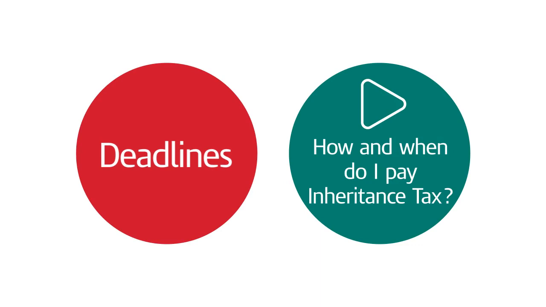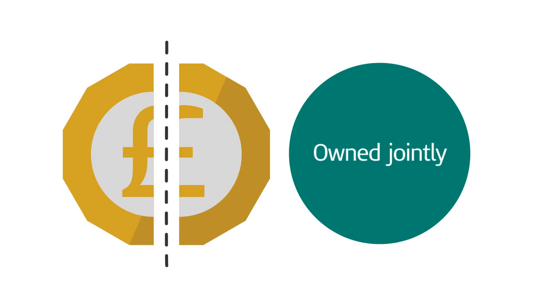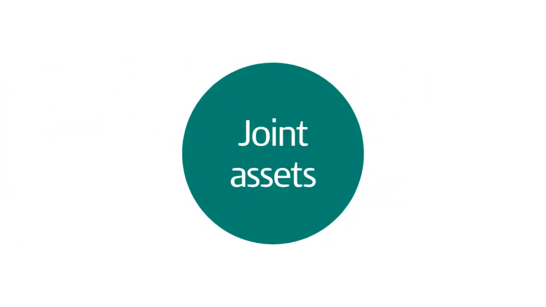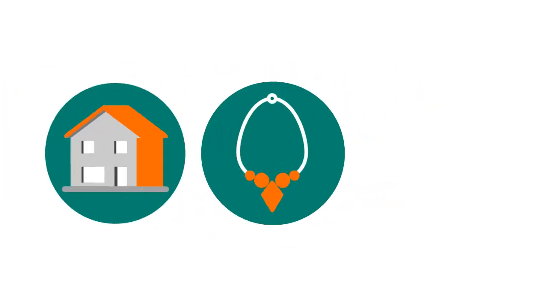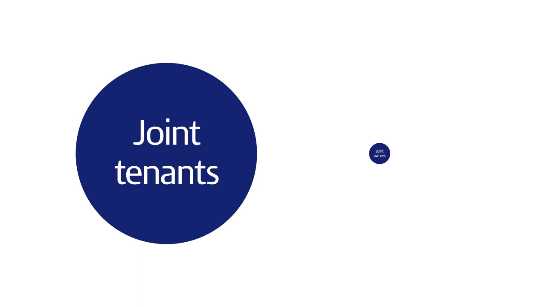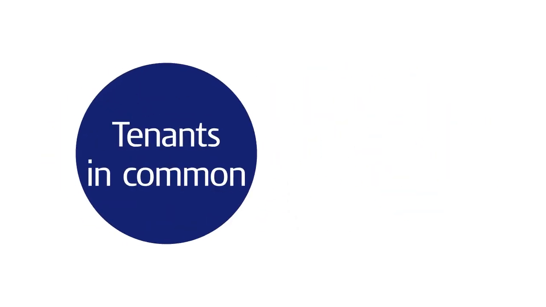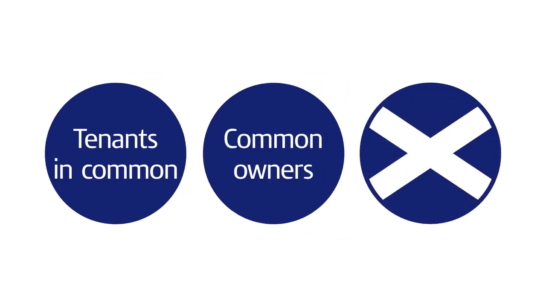To work out the gross value of the estate, you need to estimate the total amount of all the things the person owned and jointly owned. The rules for valuing joint assets, such as property, jewellery or paintings, are different depending on whether they were owned as joint tenants or joint owners in Scotland, tenants in common or common owners in Scotland.